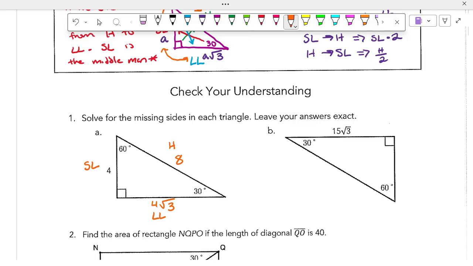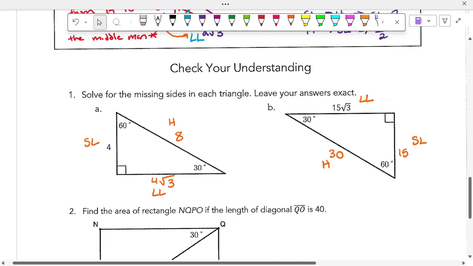All right, letter B. Was I given my short leg, long leg, or hypotenuse? Long leg. It's across from the 60. So I have my short leg and my hypotenuse to find. So for my long leg, how do I get my short leg? Divide by square root of 3. What do I get? 15. Then how do I get my hypotenuse? 15 times 2, which is 30. Good.